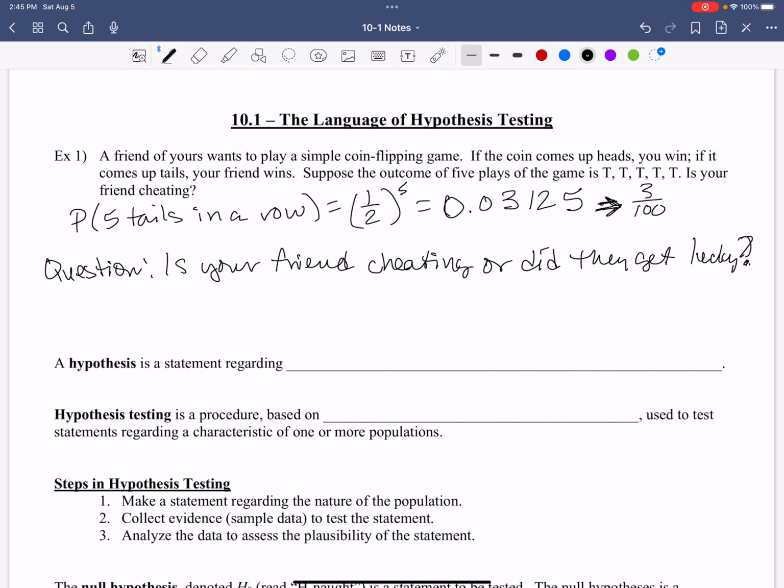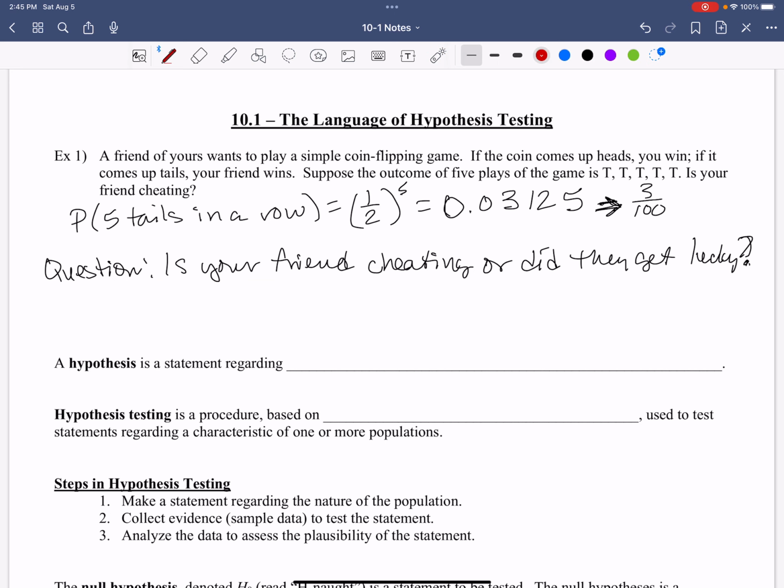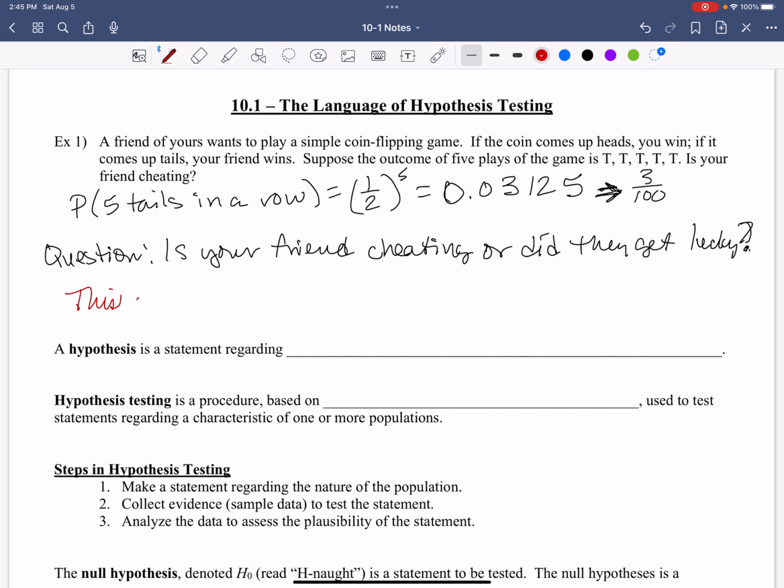So the question is here, okay, we've got a hypothesis. Setting the stage, what is a hypothesis? How are we going to set this up? So then we have this question: is your friend cheating or did they get lucky? This is the heart of hypothesis testing.